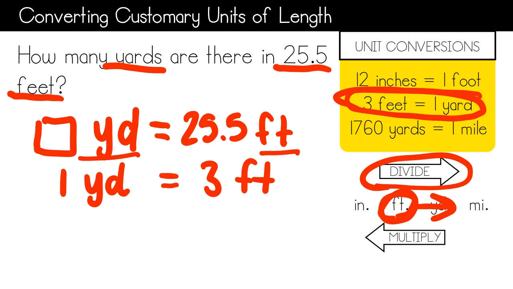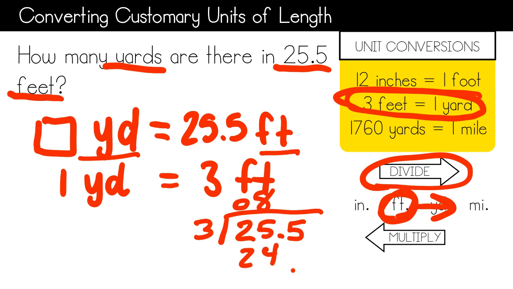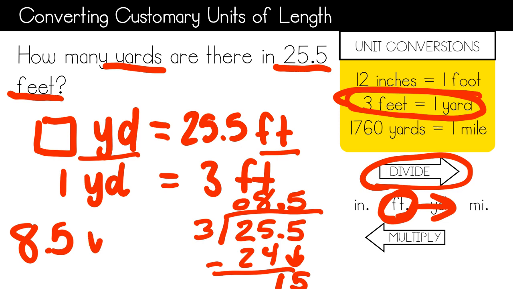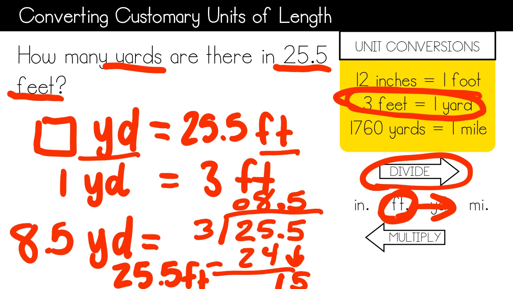So we know that 1 yard equals 3 feet. So how many yards are there going to be in 25 and 5/10 of a foot? So we're doing 25 and 5/10 divided by 3. 3 goes into 2 0 times. 3 goes into 25 8 times. 3 times 8 is 24. Subtract. Oh, I forgot to put my decimal in before I got started. Shame on you, Miss Howard. Bring down your 5. 3 goes into 15 5 times. So 8 and 5/10 of a yard equals 25 and 5/10 feet.